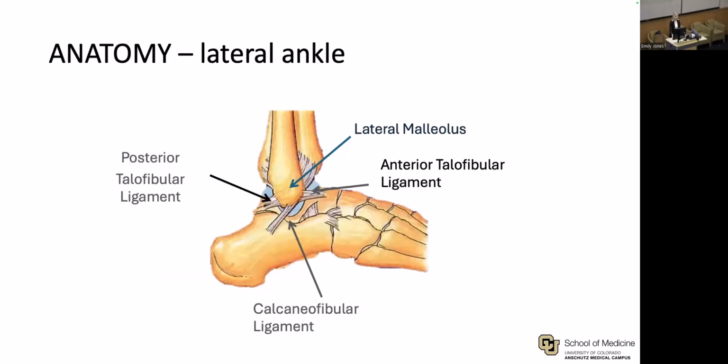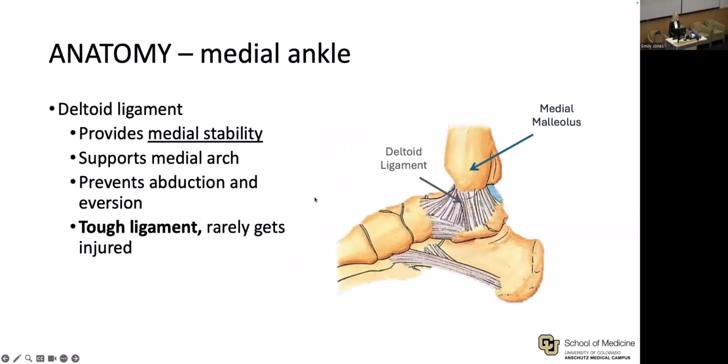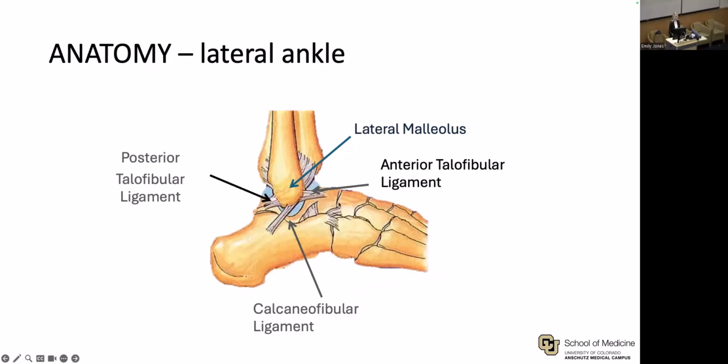So on the lateral side of the ankle, we have a series of 3 ligaments. As you can see here, they're sort of wimpy looking ligaments, and that's why they're the most commonly injured in an ankle injury. They're named by their attachments. So here we have the anterior talofibular ligament. And this attaches the distal fibula to the talus. Down here, we have the calcaneofibular ligament, so calcaneus and fibula attached.